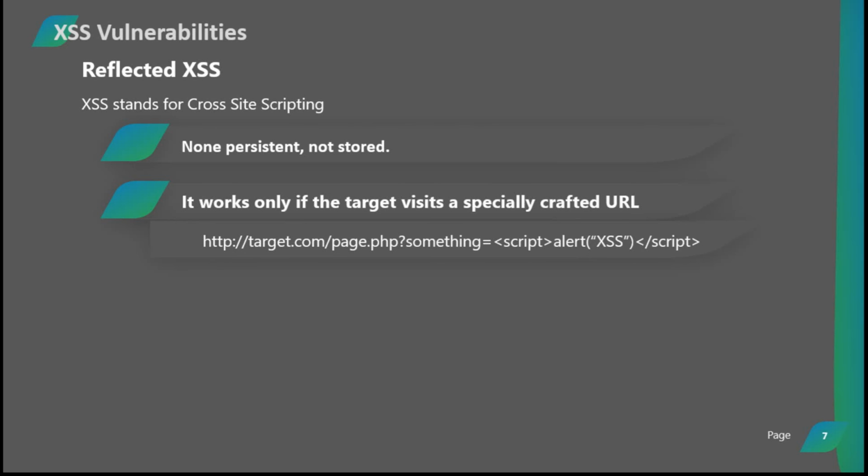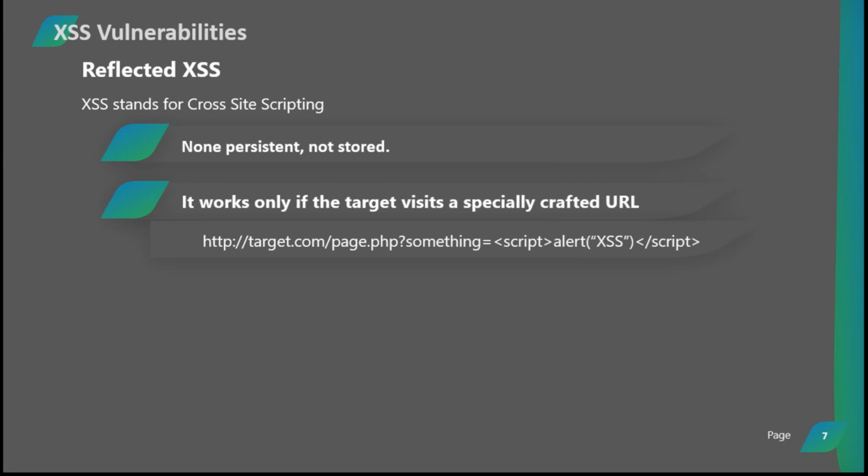Let's start with the first category of cross-site scripting vulnerabilities, which is reflected XSS. This is a non-persistent, non-stored kind of vulnerability. So they are not stored into a database, and they are working just on the URL itself. So it works only if the target, the client, the user, visits a specially crafted URL, and this URL contains some parameters that themselves contain JavaScript code instead of simple string parameters.